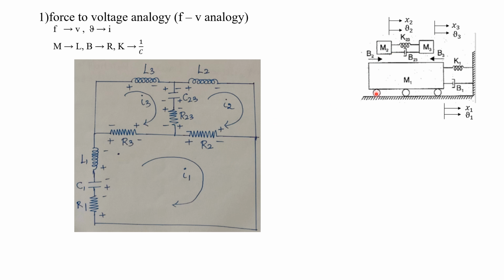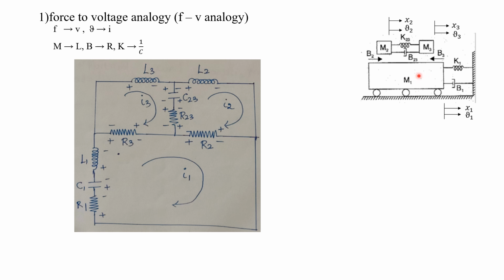For mass M1 we have to see if there is any applied force, similar to the procedure for drawing the free body diagram. Here for M1 there is no applied force, so in this loop there will not be any voltage source, because force is equated to voltage. Now what are the opposing forces? For mass M1, its own opposing force will be Fm1. This corresponds to L, so we have to draw this L1. For M1 it will be L1.